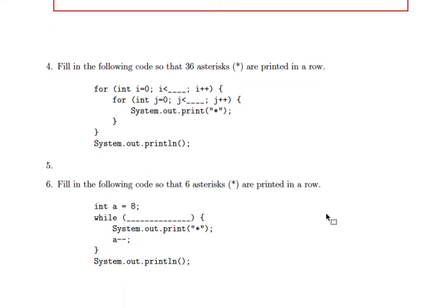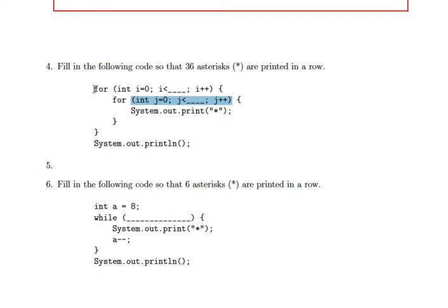Okay, bunch to go here. Number 4, fill in the following code so that 36 stars are printed in a row. So I now have to figure out how many each of these loops prints. Because I have a nested loop here, however many times I go through this loop, I have to multiply it by the number of times that I go through this loop.